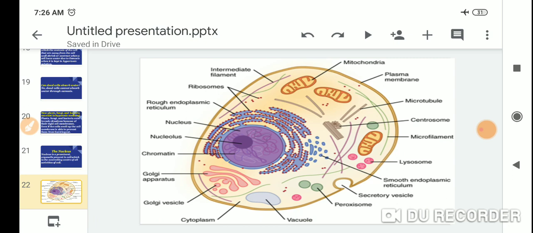Intermediate filament, mitochondria, plasma membrane, microtubule, centrosome, microfilament, lysosome, smooth endoplasmic reticulum, peroxisome, vacuoles, cytoplasm, Golgi apparatus, nucleus, ribosome.